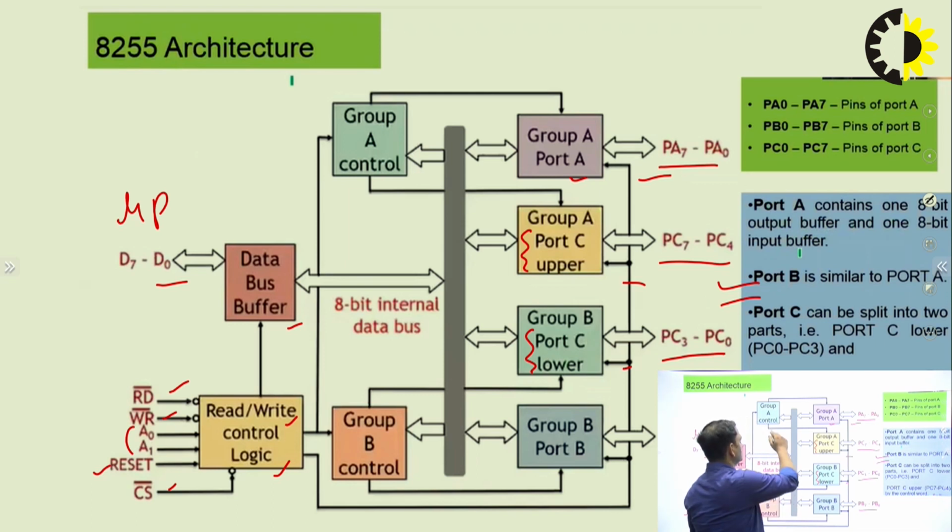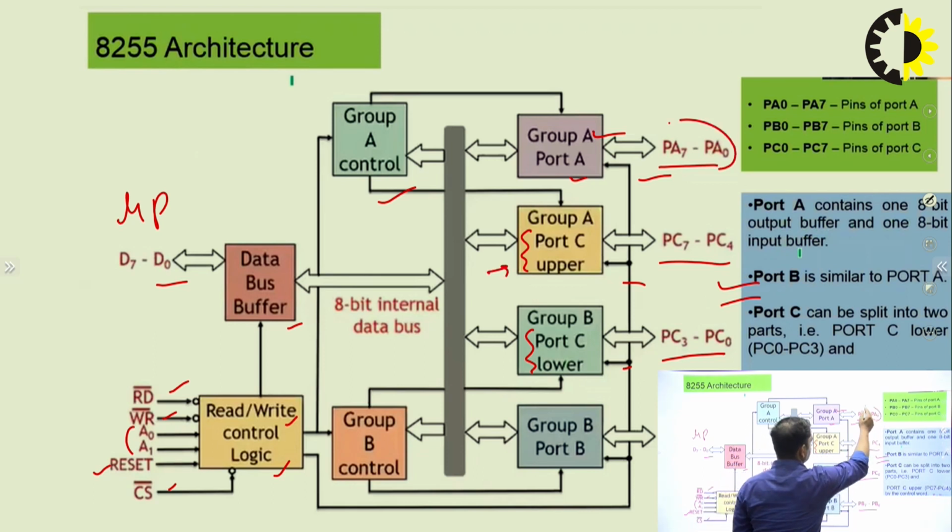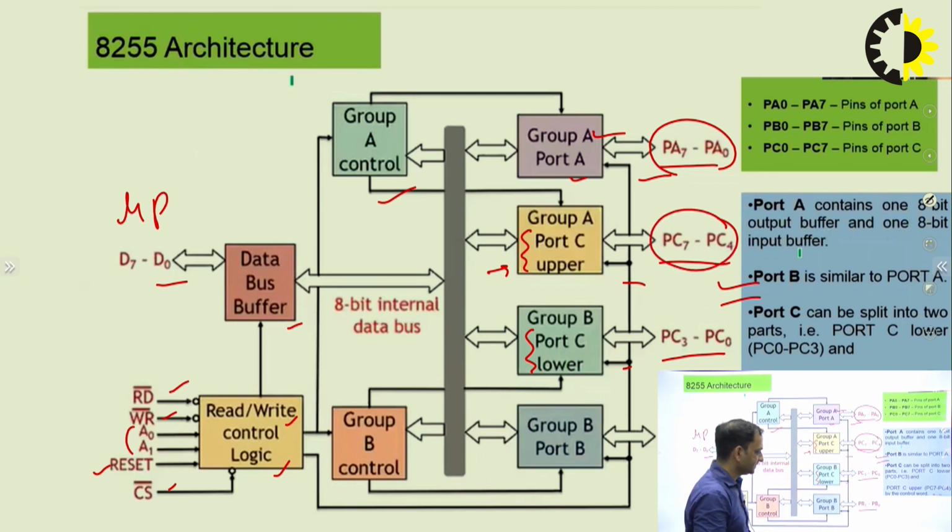These ports are controlled by the different control groups. The control group A is connected with the complete port A, which is of 8 lines, and group A will also contain port C upper. It means PA0 to PA7 and PC4 to PC7, these two are in group A. Second is group B, which has port B and port C lower.